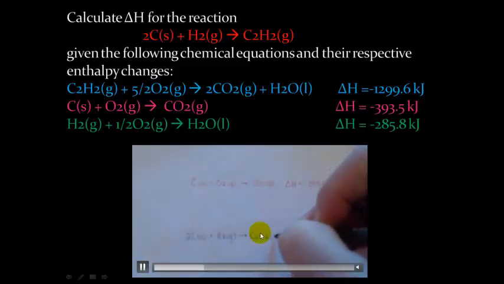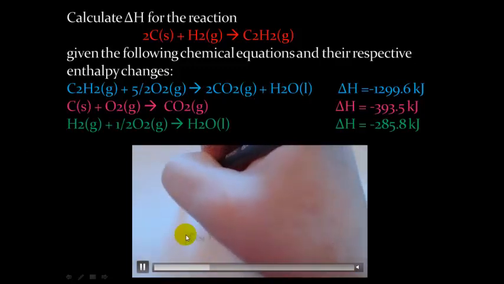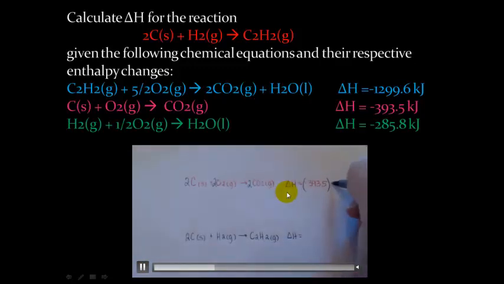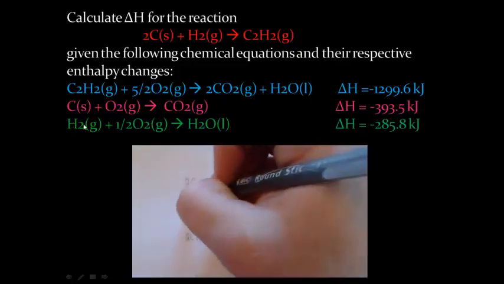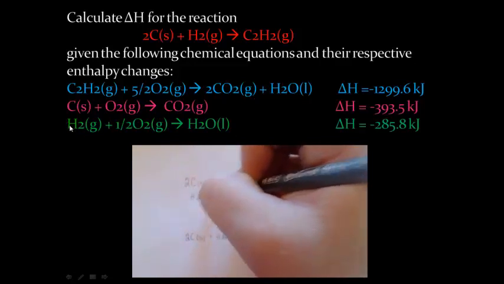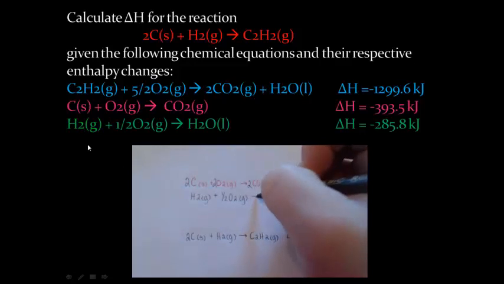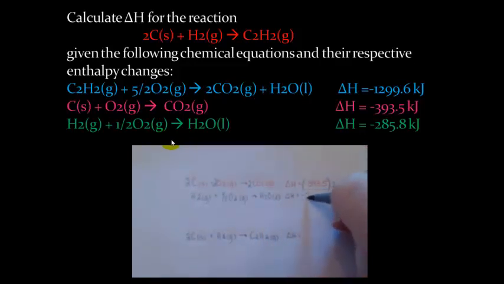So here, I'm just writing the overall equation, what we're hoping to get at the bottom. So again, let's go back up here and multiply everything by 2, which means we have to multiply the enthalpy by 2 as well. So that gives us our 2 carbons, and now we want our hydrogen. So the only equation that has hydrogen in it is this third green one. And there's one hydrogen, so we can just leave this one alone. So hydrogen plus half an oxygen goes to H2O. And the delta H for this reaction is negative 285.8 kilojoules.